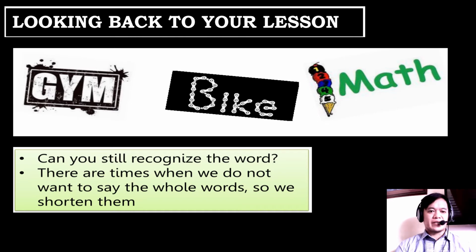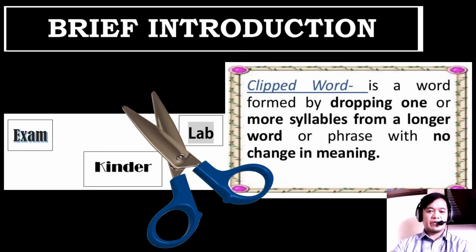Looking back to our lesson, we have here three conventional words which are written in conventional ways, like gym, bike, math, and the numbers in mathematics like 1, 2, 3, 4, and 5. Question: can you still recognize the word? There are times that we do not want to say the full words, so we tend to shorten them. Brief introduction in our discussion.